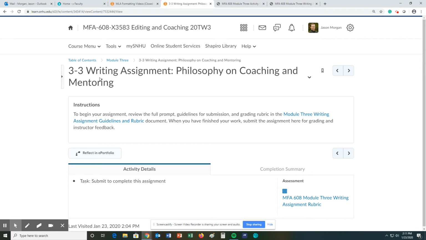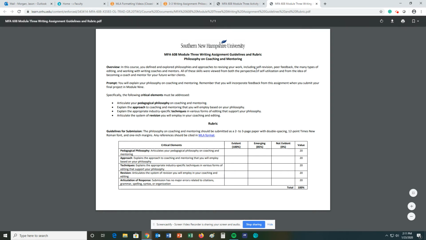Anyway, so this is the first paper. And then these 3 major writing assignments will be combined into your final assignment, which will be in Module 9. There we go. So let's take a look at this assignment right here. Module 3, writing assignment. This is the assignment. So you're going to talk about your philosophy on coaching and mentoring.